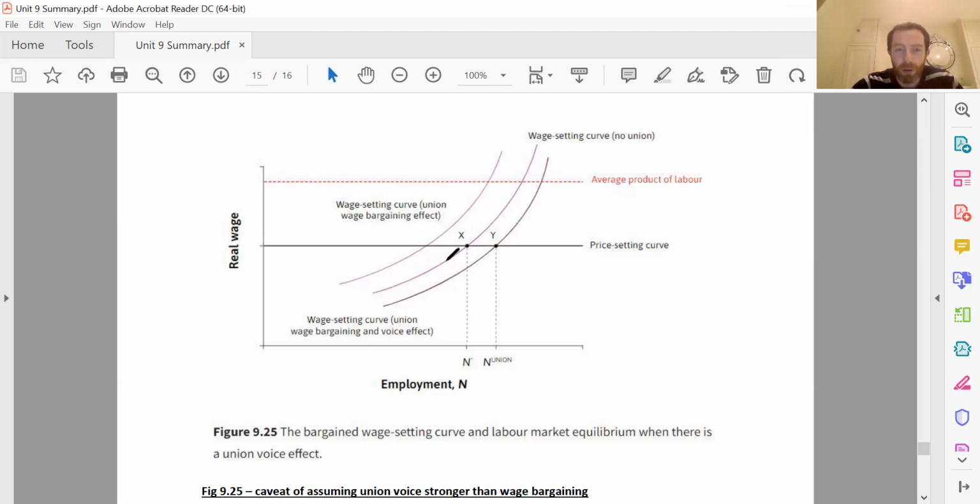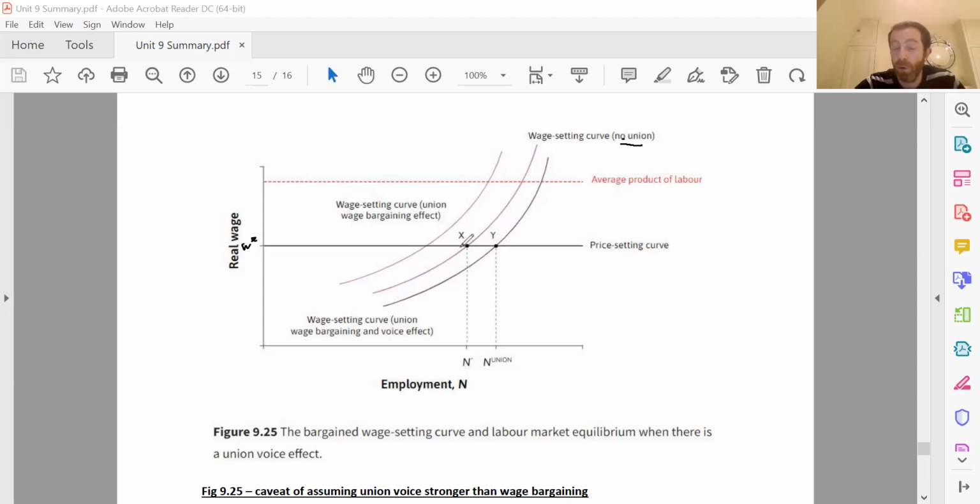To start off with, let's look at the wage setting curve where there is no union. We have our price setting curve, and so our equilibrium is at this point X right here. And so we've got a level of employment N star, and then a real wage over here that I'll call little w star. Now, what if we introduce the union, and the union demands higher wages?